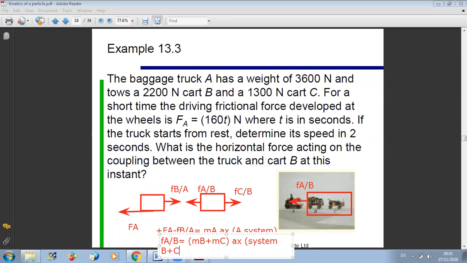Now, if they ask you to find the coupling between B and C, then you can take C alone, or you can take B alone also, because you already know F of A on B, so you can calculate F of C on B.